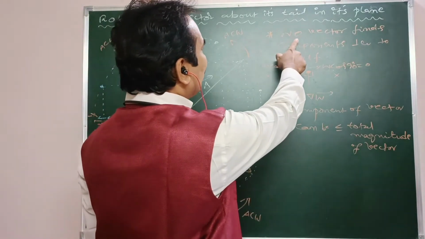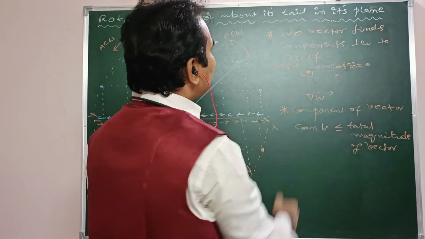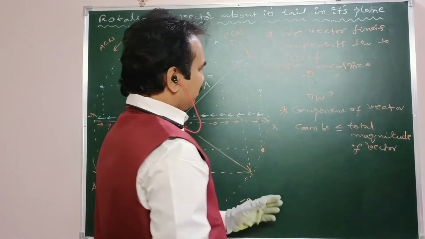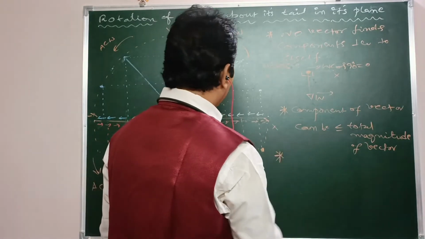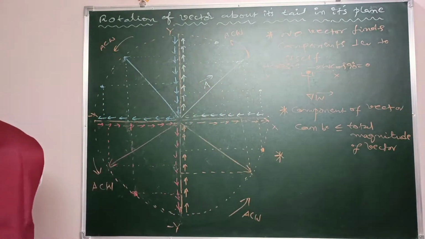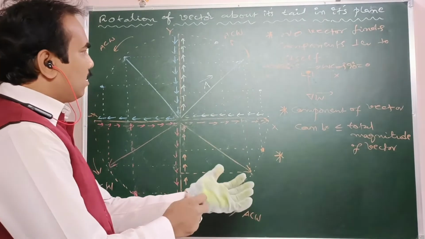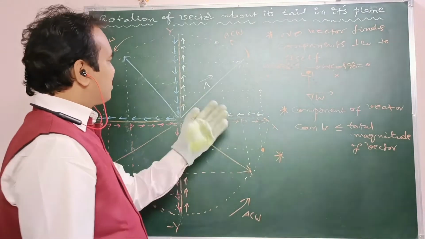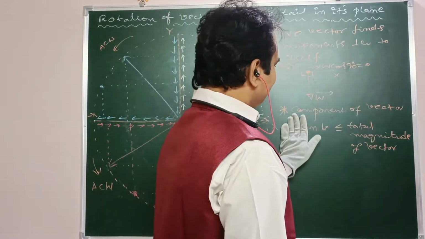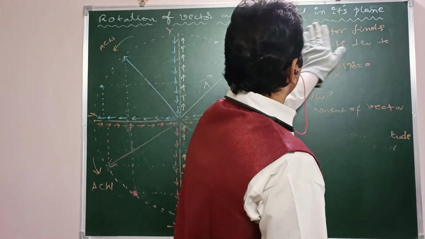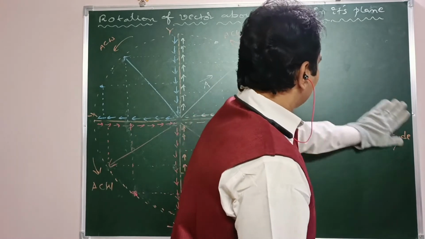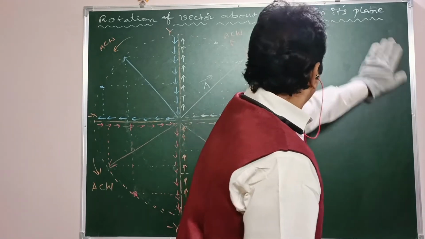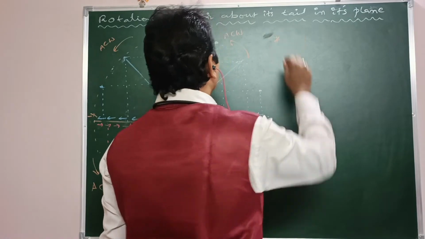One more. Vector finds no component perpendicular to itself. Next, we have one numerical based on this rotation. Let us see. Before that, one more point.